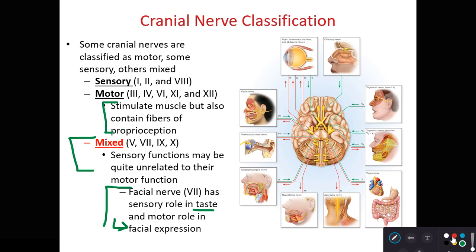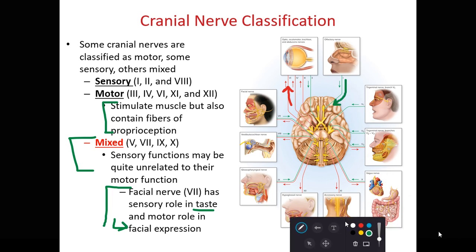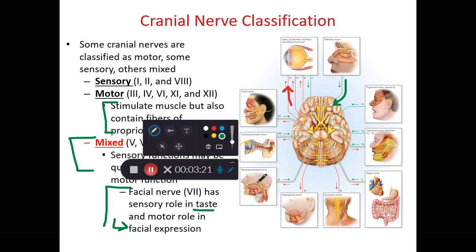As we look at this figure, if you see a red arrow going away from the brain, that represents a motor function of a cranial nerve. If you see a green arrow going towards the brain, that represents a sensory function. And some of these cranial nerves, like down here, cranial nerve number 9, the glossopharyngeal, has both a green and a red arrow on it, representing that it's a mixed nerve. It carries both sensory and motor information.